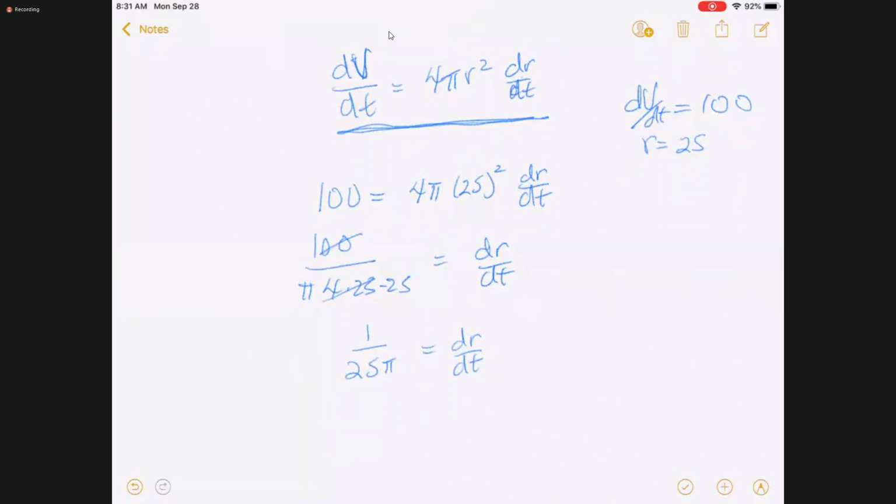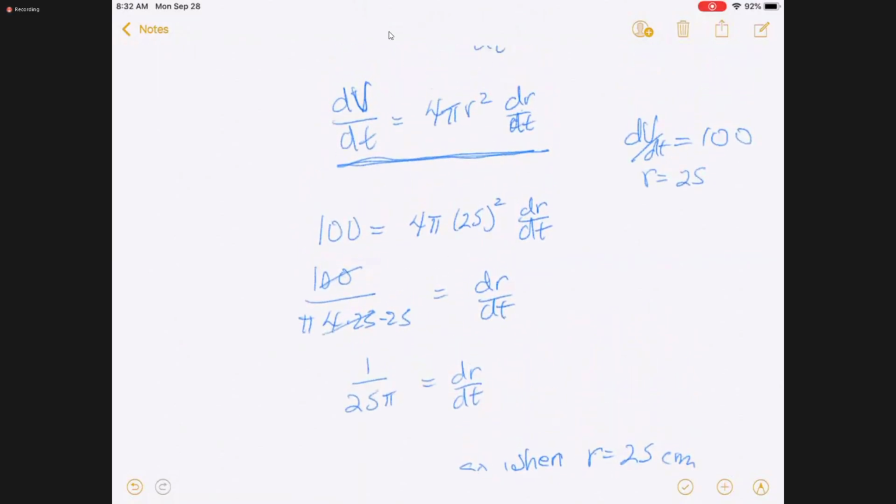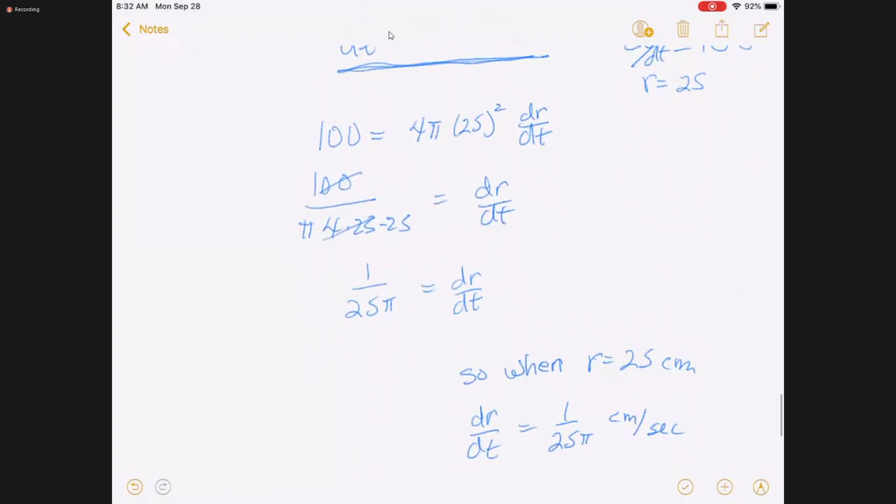So when r is 25 centimeters, dr/dt is 1 over 25 pi centimeters per second. And these rates of change are positive because the volume is increasing. Questions?